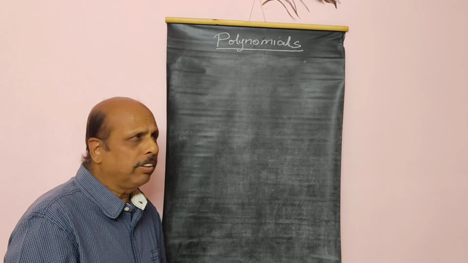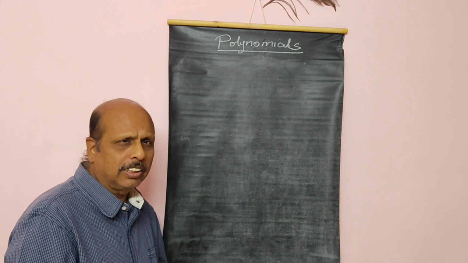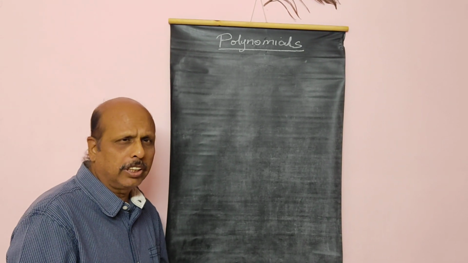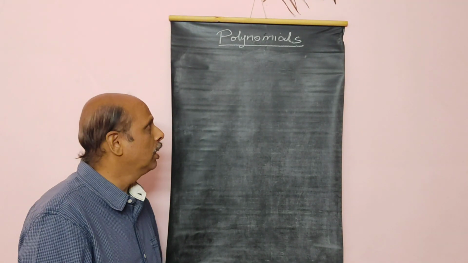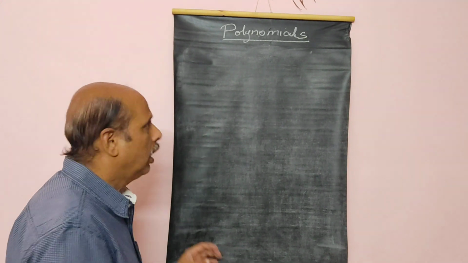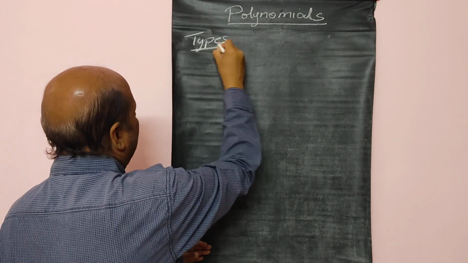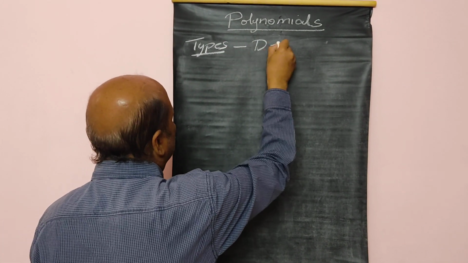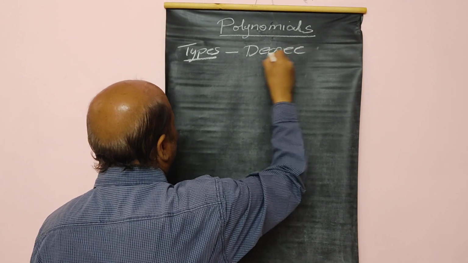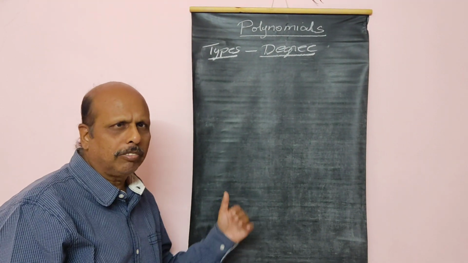Morning. Today we are continuing with the chapter polynomials. Yesterday we studied what an algebraic expression is, what the degree of a polynomial is, etc. Now we learn about the types of polynomials. This classification is based on the degree of the polynomial. Depending on the degree, polynomials are classified into different types.